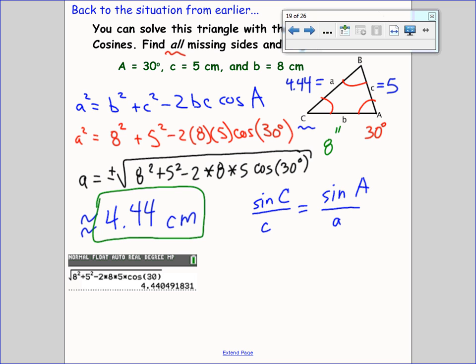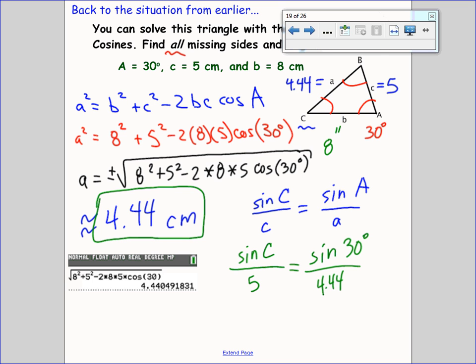We're going to go ahead and find angle C. I'm going to put my sine of angle C on top because that's my unknown. And I know both A's. Therefore, I'm choosing the sine of angle A over side length A to complete my equation. Now we'll plug in our given information. Sine of angle C we don't know, but we do know side length C, and that's 5. We know angle A is 30 degrees. We found side length A to be 4.44.